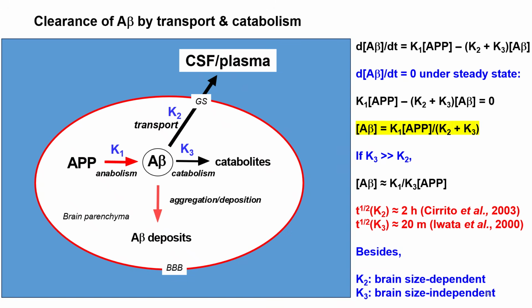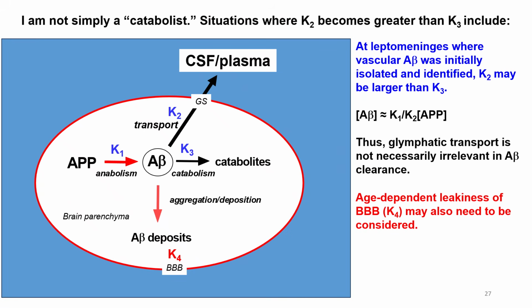If K3 is much larger than K2, the amount of Aβ is determined by K1 divided by K3, based on this data. Besides, K2 is brain size dependent, whereas K3 is brain size independent. Therefore, catabolism rather than transport appears to play a major role in Aβ clearance.